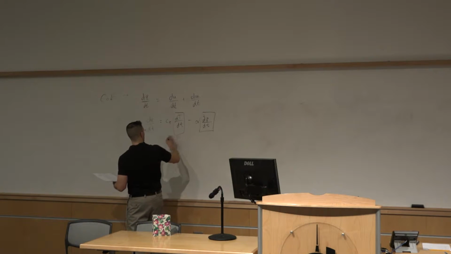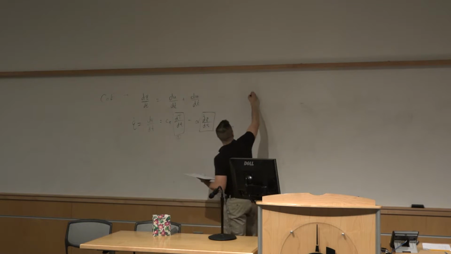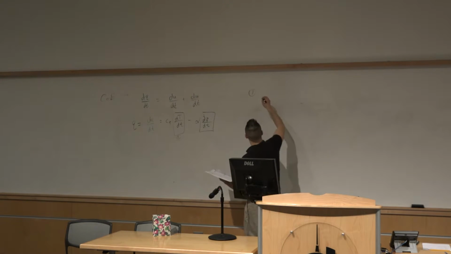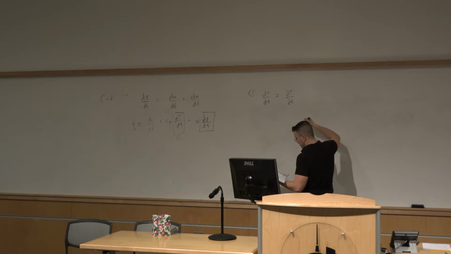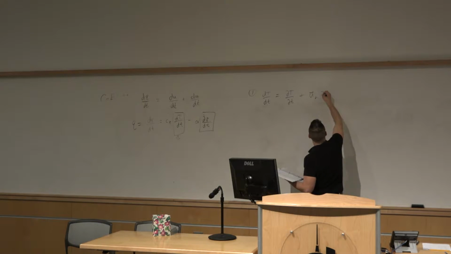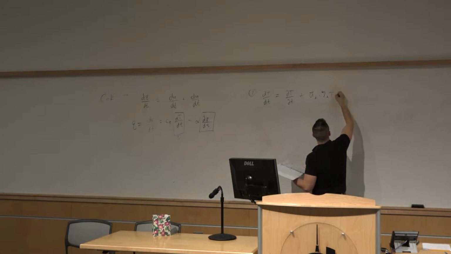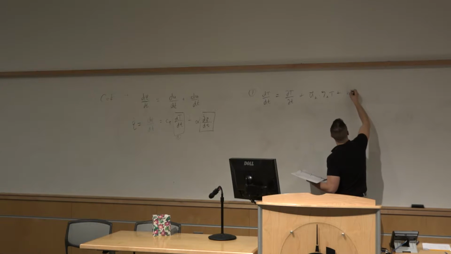So let's start out with what I'll call term number 1, dT/dt. Remember, dT/dt, Lagrangian, can be expressed in the Eulerian framework as the rate of change of temperature with respect to time at a fixed point, plus the horizontal advection of temperature, plus the vertical transport of temperature.